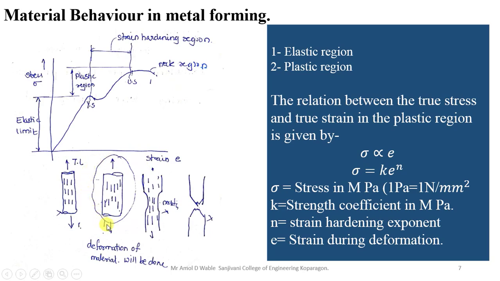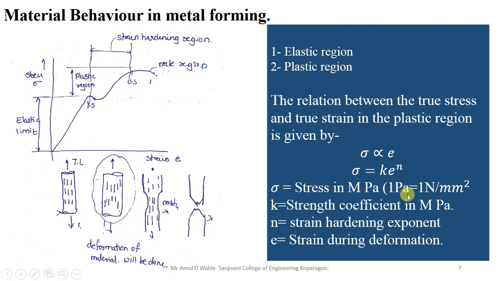So we are interested in this plastic region only, as we are giving a shape, or the shape of your material is changing due to this plastic phenomenon. We are interested in this. So the stress in this region can be defined as stress equal to Kε^n, where stress is in megapascal and K is the strength coefficient in megapascal.